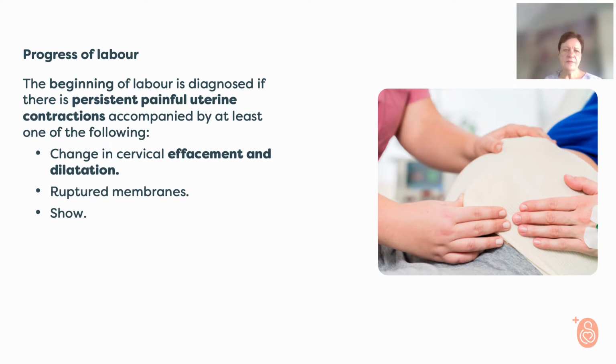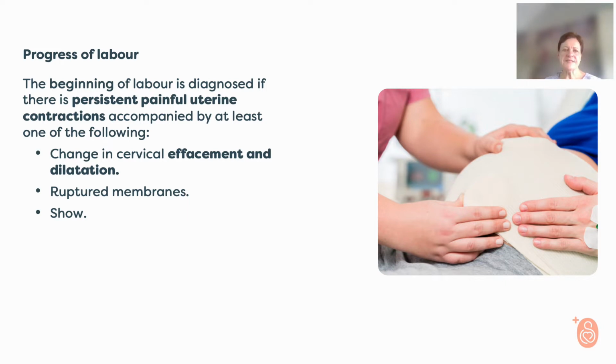Now, when we talk about the beginning of labour, we've said that the latent phase is from the beginning of labour until 5 centimeters dilated. Now, when is the beginning of labour? Is it when the contractions start, or when the cervix starts dilating, or when the membranes ruptured, etc.? We say that the beginning of labour is when there are persistent painful contractions.